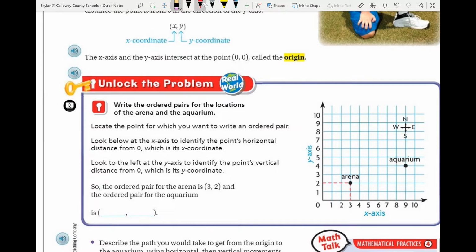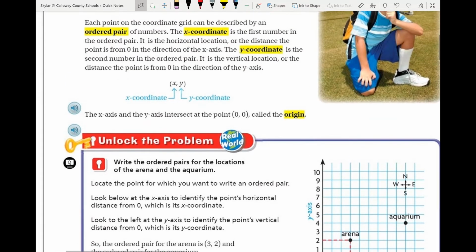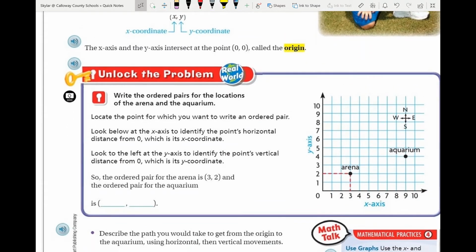Whenever you're listing out a specific point, you have to use the x-coordinate, which describes where you're going to be at on the x-axis, and the y-coordinate, which describes where you're going to be at on the y-axis. For example, if we look down here at the arena, it says that the ordered pair for the arena is 3, 2. 3, our first number, is our x-coordinate, and 2, our second number, is our y-coordinate. And that makes sense. It's just like in the alphabet, x comes before y.